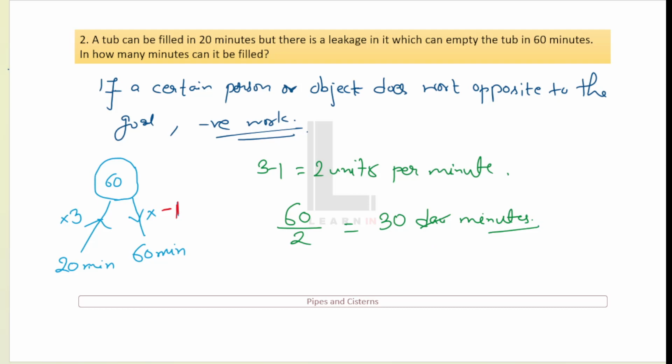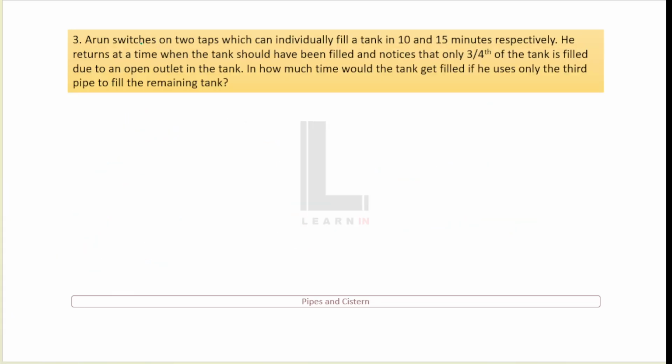Okay, now let us move to the next question. Now this would be a CAT level question. Let us see this. Arun switches on 2 taps which can individually fill a tank in 10 and 15 days. So we would have to make the diagram, right? Okay.